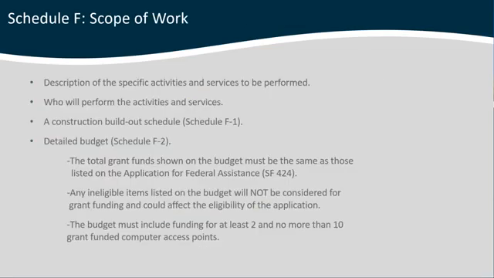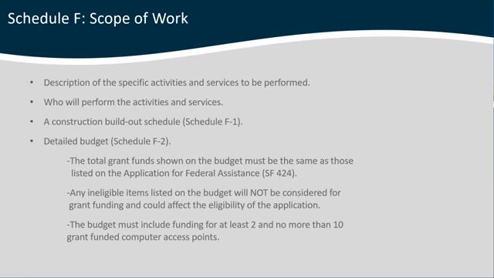Schedule F is the scope of work, so it's a description of specific activities and services to be performed, including who will perform those activities and services. Schedule F1 is a construction build-out schedule where you lay out project milestones, who will accomplish them, etc. Schedule F2 is a detailed budget, a couple of items on here.